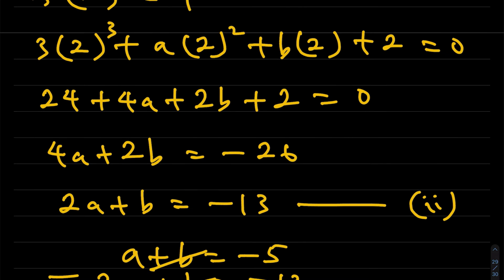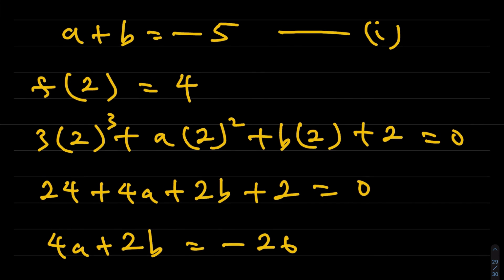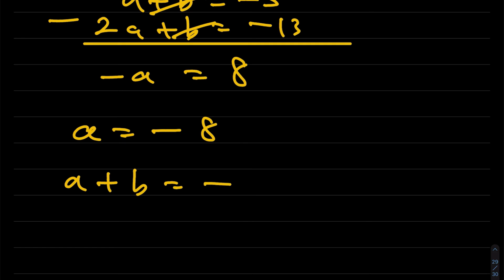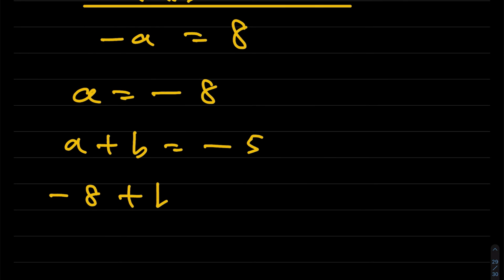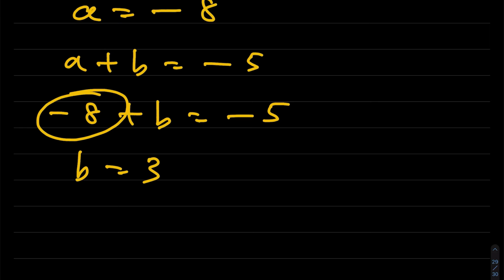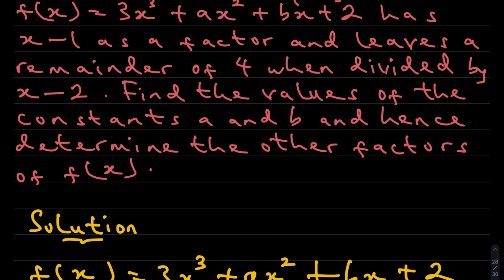Now we put a in equation 1 to get b. Equation 1 is a plus b equals minus 5, which means minus 8 plus b equals minus 5. When minus 8 goes to the right hand side, it becomes plus 8. So b will be minus 5 plus 8, which is 3. So that means a equals minus 8 and b equals 3. Now let's go back to the question and see what we're to do next.